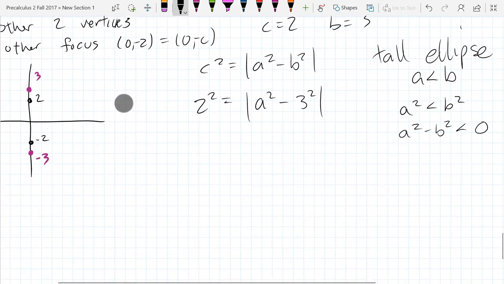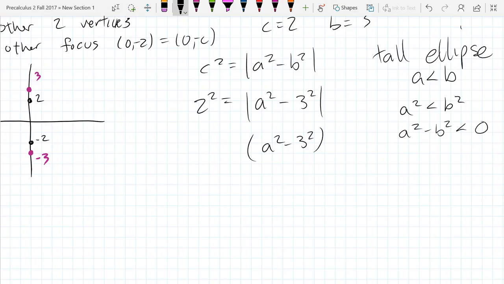So on the tall ellipse, you have to be careful. Your absolute value will be negative without the absolute value. So if I remove the absolute value, I have to also put a negative in front. So on your tall ellipse, the absolute value would be negative.